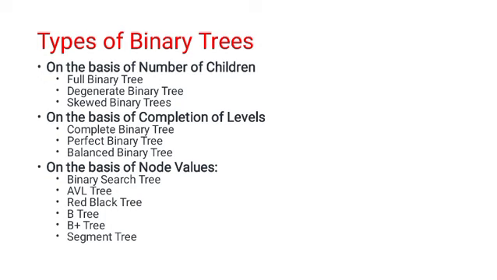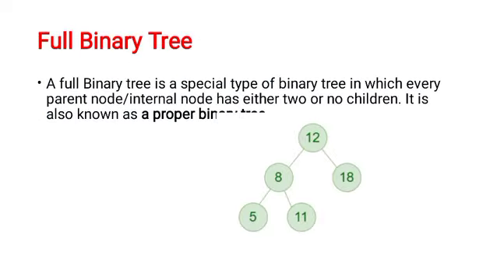So these are some of the types of binary trees. Based on the number of children, we call it full binary tree, degenerate binary tree, or skewed binary trees. On the basis of completion of levels, we call it complete binary tree, perfect binary tree, or balanced binary tree. On the basis of node values, we call it binary search tree, AVL tree, red black tree, B tree, B plus tree, and segment tree.